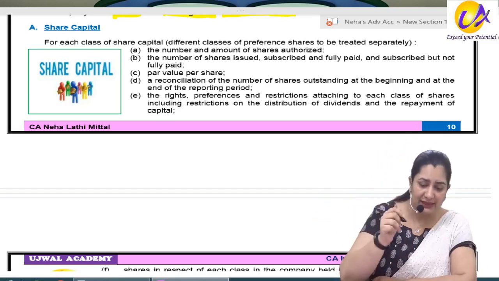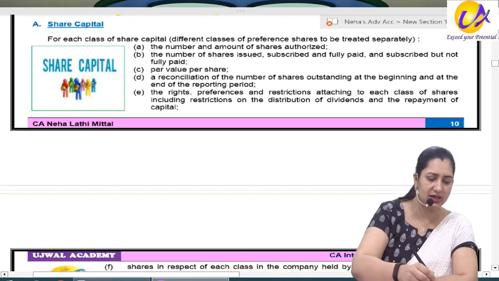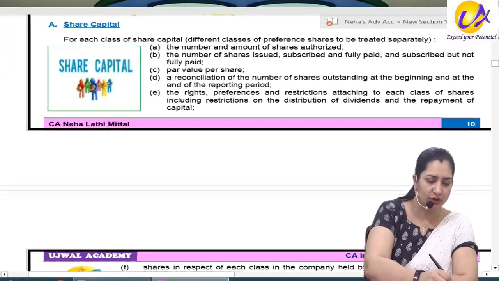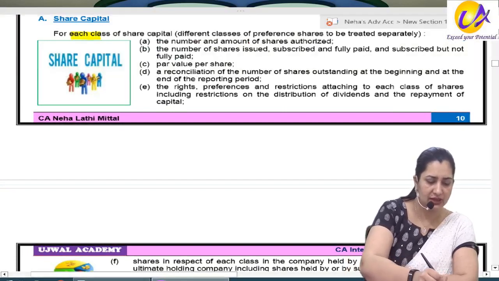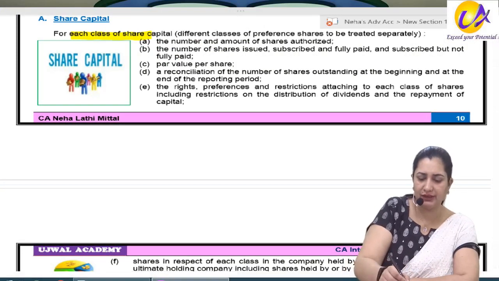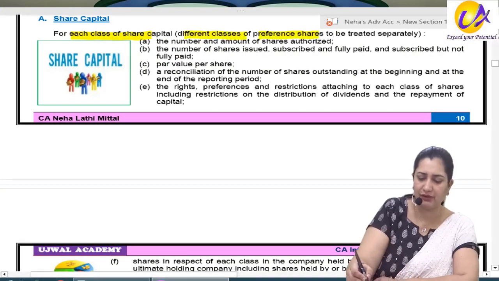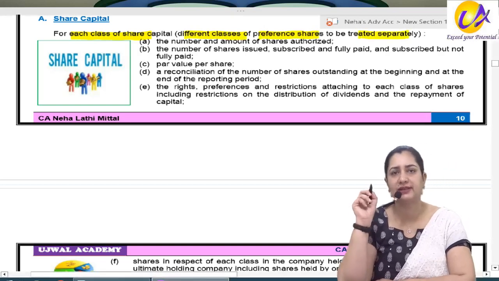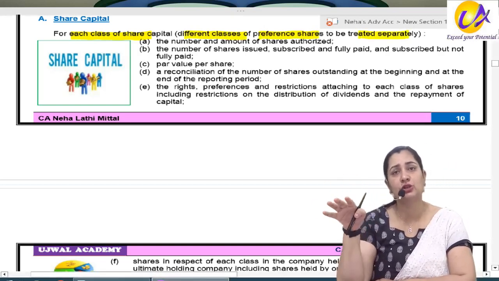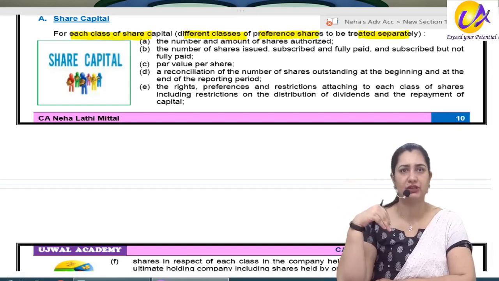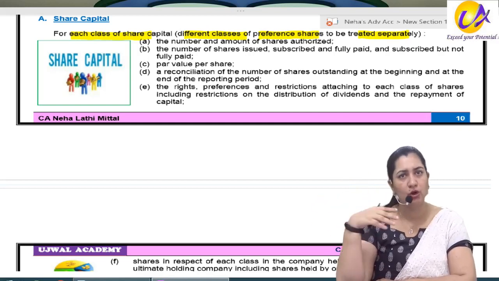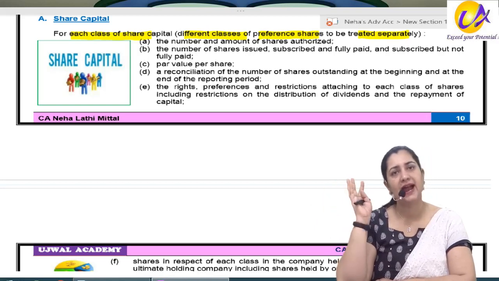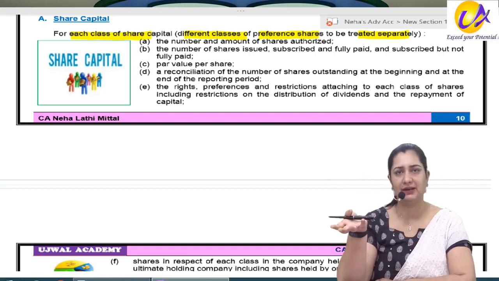For each class of shares, what are the classes that we have? We have mainly two classes of shares. For each class, whether it is equity or preference, we need to treat and show it separately. Now in preference shares also, we can have participating preference shares and cumulative preference shares. We'll discuss those little by little. This is going to be like a revision of what you have already learnt in your foundation. If you don't remember, we will be covering that anyway.